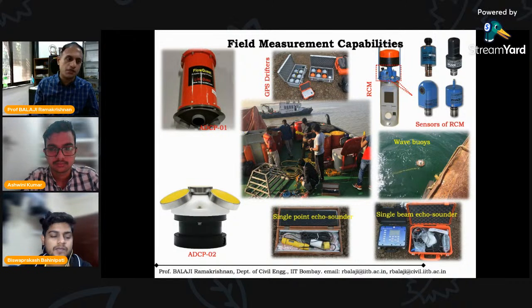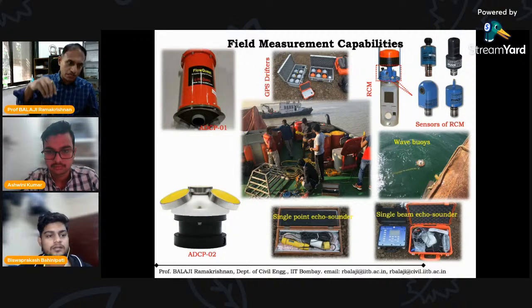So with one single piece of equipment that you deploy, and when I say deploy, we go out to the actual ocean and deploy it using a special frame designed and fabricated by us, and we lower it to the seabed. Most of the water depths we are talking about are usually less than 100 meters.